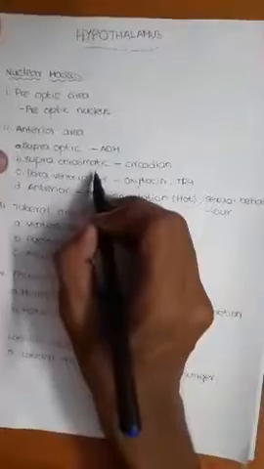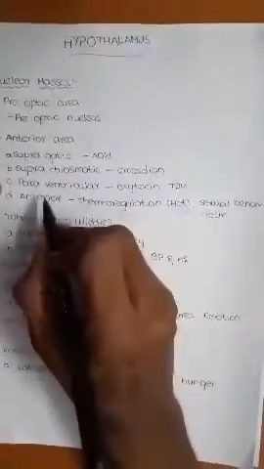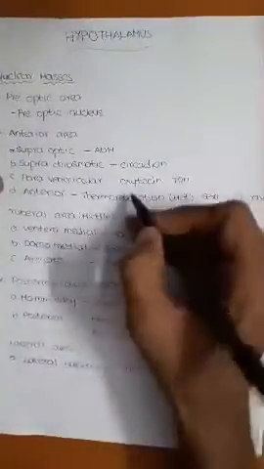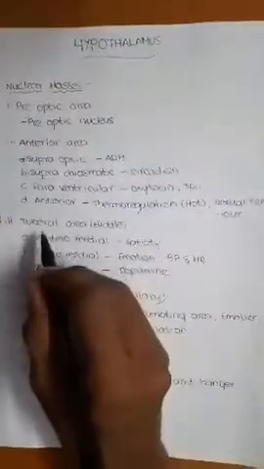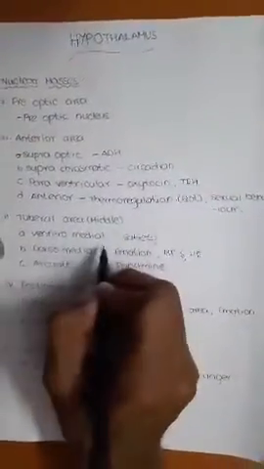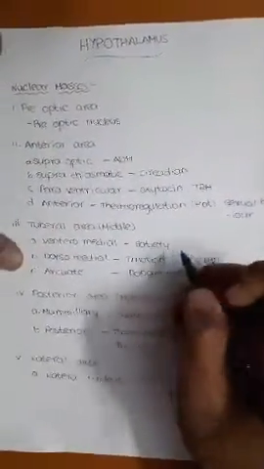The suprachiasmatic nucleus is involved in circadian rhythm. Paraventricular nucleus secretes hormones like oxytocin and thyrotropin releasing hormone. Anterior nucleus is involved in thermoregulation and sexual behavior. Whereas the tuberal area consists of the ventromedial nucleus which is a satiety or satisfying center.